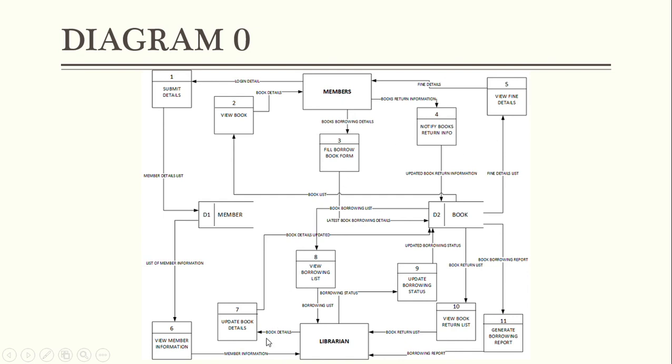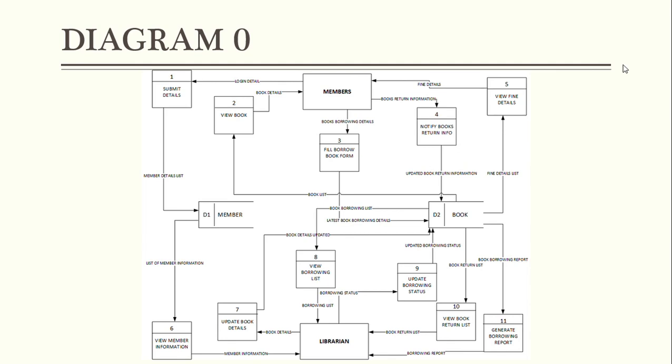Next, for the librarian, if the librarians want to view the members information, the D1, which is the members data store, will send the list of member information, and the process is called view member information. And finally, the librarian will receive the members information. Next, if the librarian wants to update the book details, they will send the book details, and the process is called update book details, and the book details updates will go straight to the D2, which is the book data store.